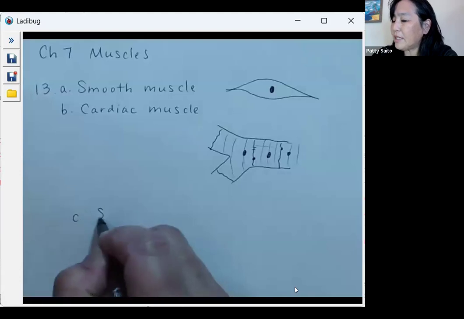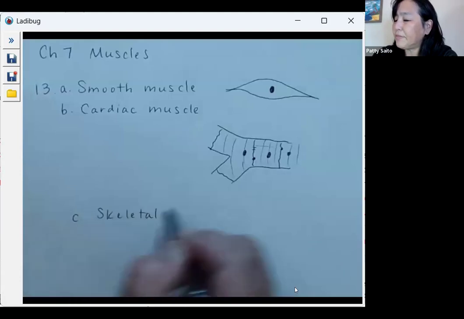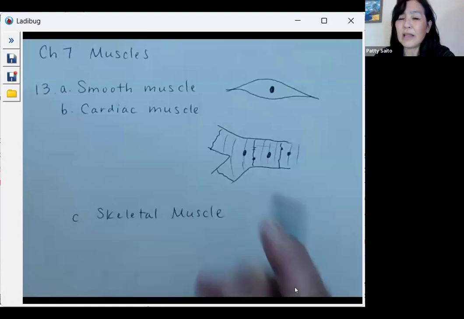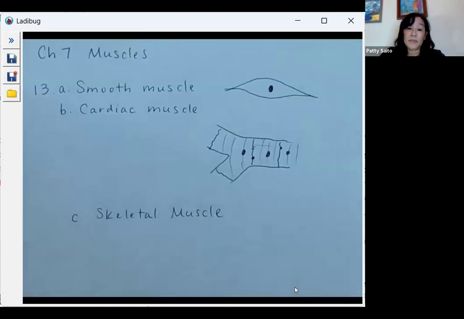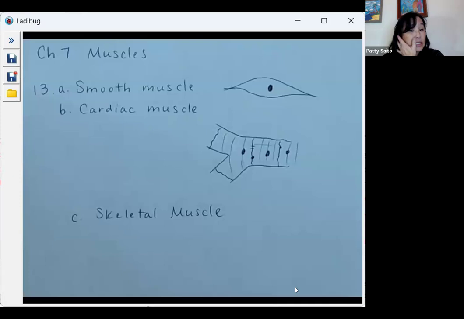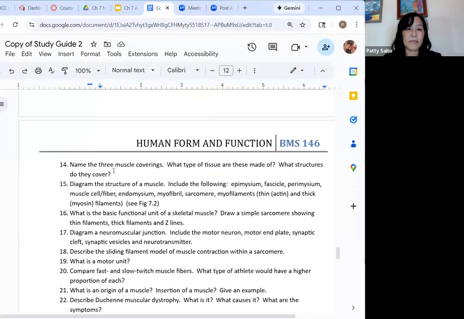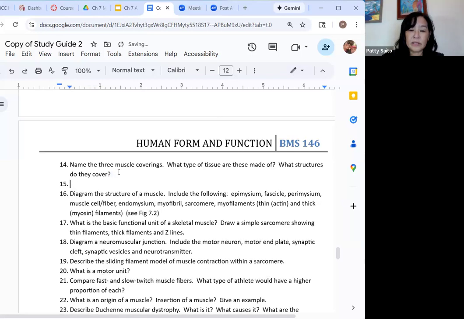The third one, skeletal muscles. Now, this is what we're going to spend most of our time on, the anatomy of the skeletal muscle and the physiology also of skeletal muscle. All right, so let's go back and then fill out more of our, okay, and go to this. So now we're going to spend our time on skeletal muscles.